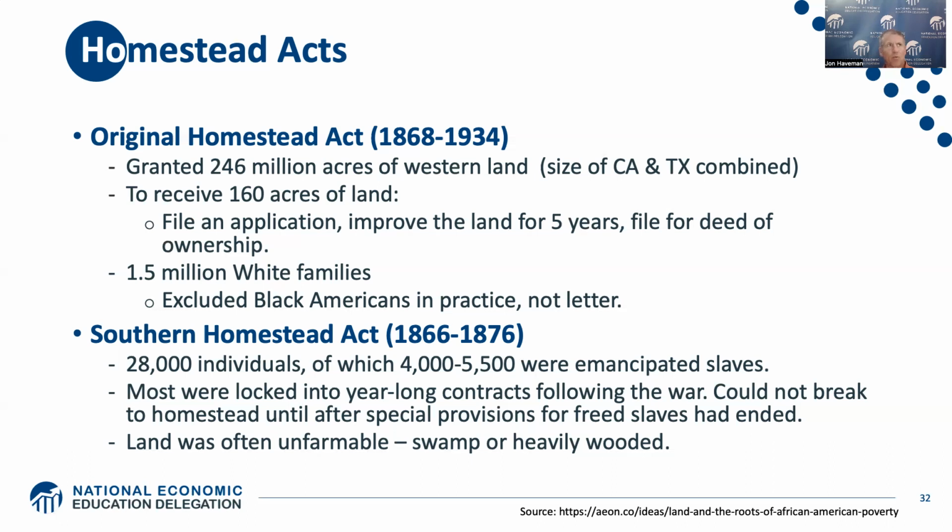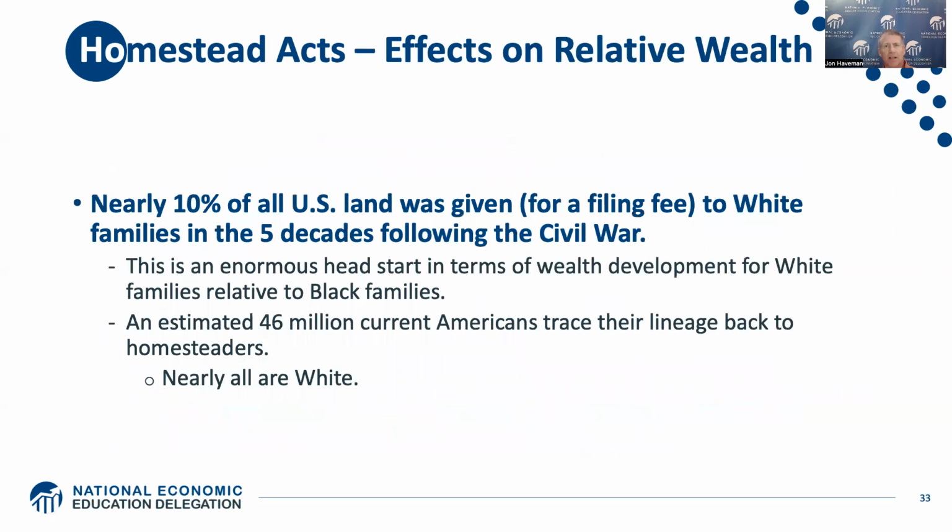So the effects on wealth of the Homestead Acts: about 10% of all the U.S. land was given to white families in the 5 decades after the Civil War. Right, it's an enormous head start in terms of wealth development. 160 acres, almost anywhere, is going to be reasonably valuable. But there are an estimated 46 million current Americans who trace their lineage back to homesteaders. 46 million, and pretty much all of them are white. So you can see how that might feed into the Black-white wealth gap that we have today.